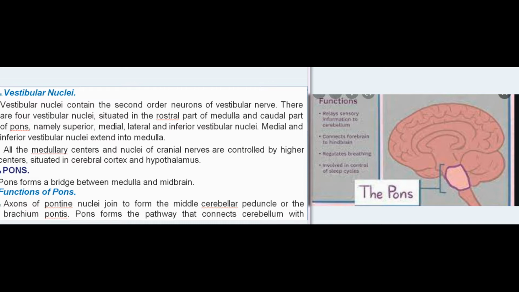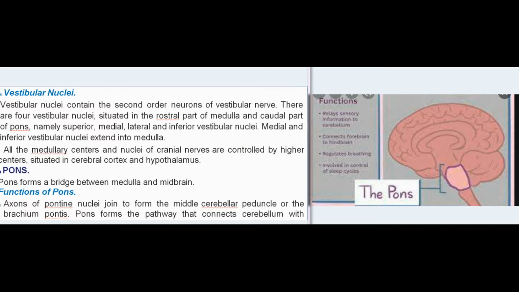Vestibular nuclei. Vestibular nuclei contain the second-order neurons of vestibular nerve. There are 4 vestibular nuclei, situated in the rostral part of medulla and caudal part of pons, namely superior, medial, lateral and inferior vestibular nuclei. Medial and inferior vestibular nuclei extend into medulla. All the medullary centers and nuclei of cranial nerves are controlled by higher centers, situated in cerebral cortex and hypothalamus.